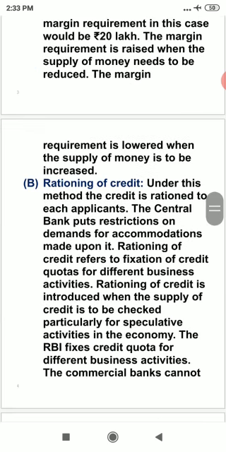Next is rationing of credit. Rationing of credit mainly means fixation of credit quotas according to the business activity. For example, if you want to set up a liquor factory, obviously it is against socialism, so the government will surely oppose it and will not allow you to take a loan from the bank. So the government will fix a credit quota for the same.